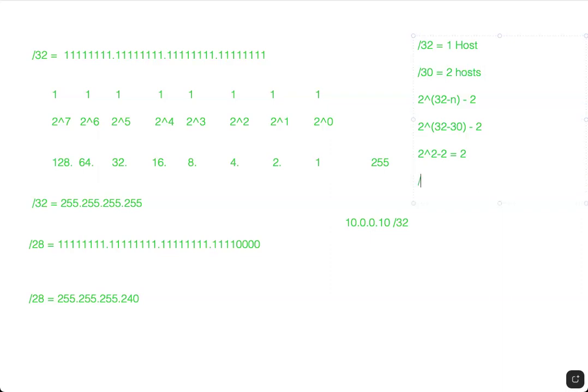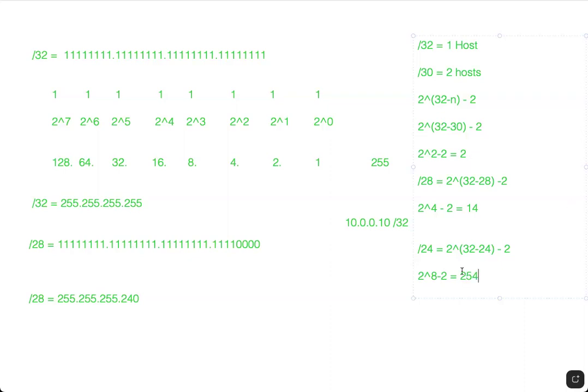Similarly, for /28, it is 2 to the power 32 minus 28, minus 2, which is 2 to the power 4 minus 2. That is 14. Now tell me how many IPs will be there in /24? 2 to the power 32 minus 24, which is 2 to the power 8, minus 2.